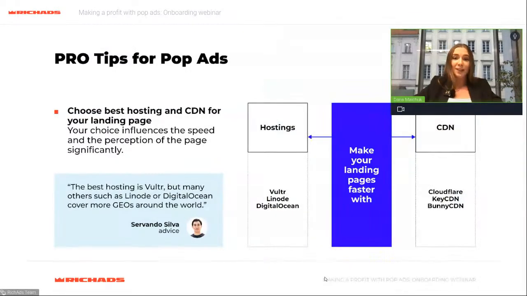Choose best hosting and CDN for your landing page. It influences the speed and the perception of the page significantly. In his opinion, the best hosting is Vultr, but many others such as Linode or DigitalOcean cover more geos around the world. As for content delivery network, you can use Cloudflare for free or some very inexpensive alternatives such as KeyCDN and BunnyCDN. You can also locate your landing page closer to the desired geo. It surely becomes faster. Remember, the faster, the better.